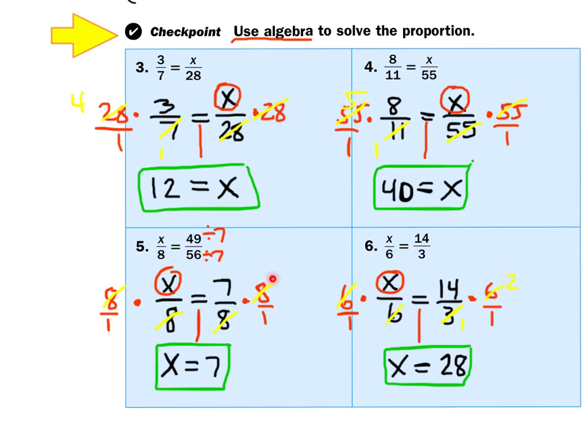8 goes into 8 once, and 1 times 7 is just 7, so x equals 7. Take a look at number 6. x over 6 equals 14 over 3.